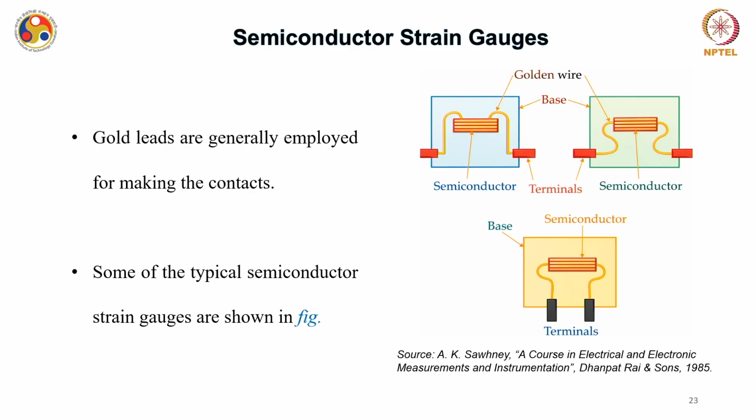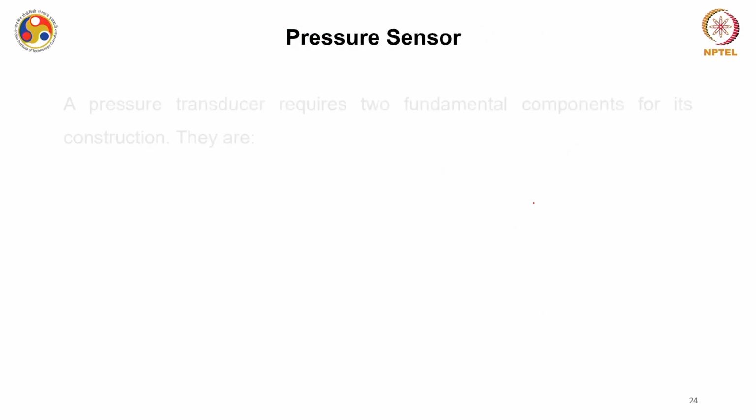So gold leads are generally employed, as I have mentioned, for making the contacts, and some of the typical semiconductor strain gauges are shown over here. You can see that you have a base material, and on top you have this semiconductor strain gauge, and then these are bonded by these pads. So these are the terminals that I was talking about, mostly the metallic terminals.